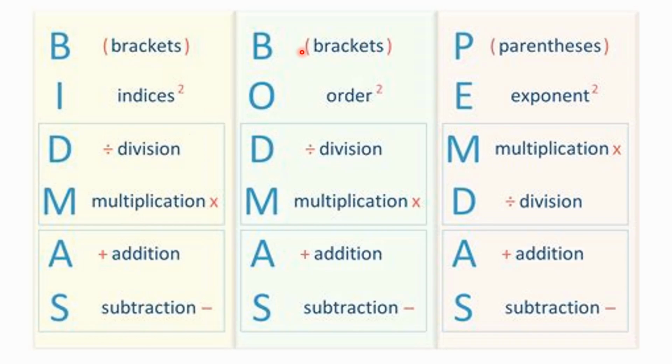BODMAS is very similar. Again, these are called brackets, especially in the UK, where they don't use the word parentheses, they use the word brackets. So brackets, order, and order can be powers, your square roots, factorials, exponents. Those are all under the level of orders. Then you have division and multiplication again, and note the box, they're equal precedence. Addition and subtraction, equal precedence.